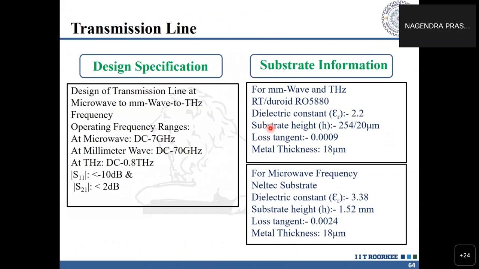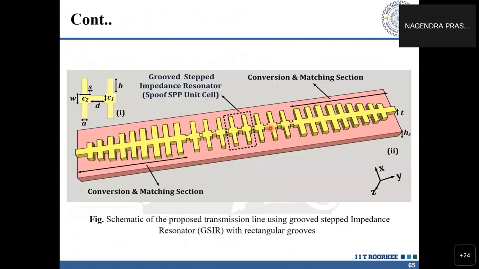Next, the transmission line is another important part of any circuit or subsystem design. You can see that this is one of the transmission lines, having an input-output transition, then grouped stepped impedance resonator cells. The spoof SPP unit cell is there. This is the matching section.